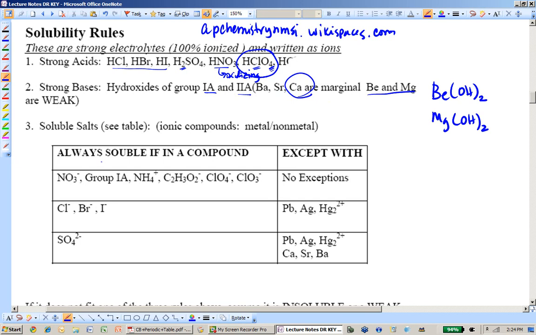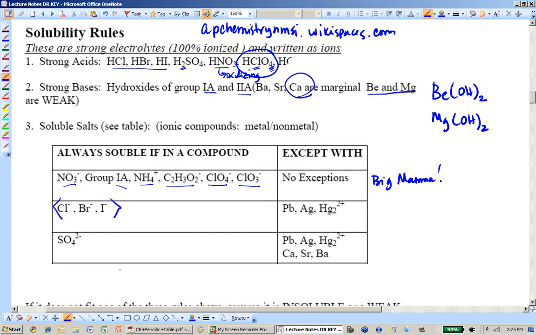And then these things are always soluble if in a compound. Nitrates, group 1A metals, compounds containing the ammonium ion. Anything that has acetate, perchlorate, or chlorate. No exceptions. This is what I call the Big Mama rule, because it governs everything. If these things are there, you want to always be on the lookout for them, because they make your life so much easier because there are no exceptions.